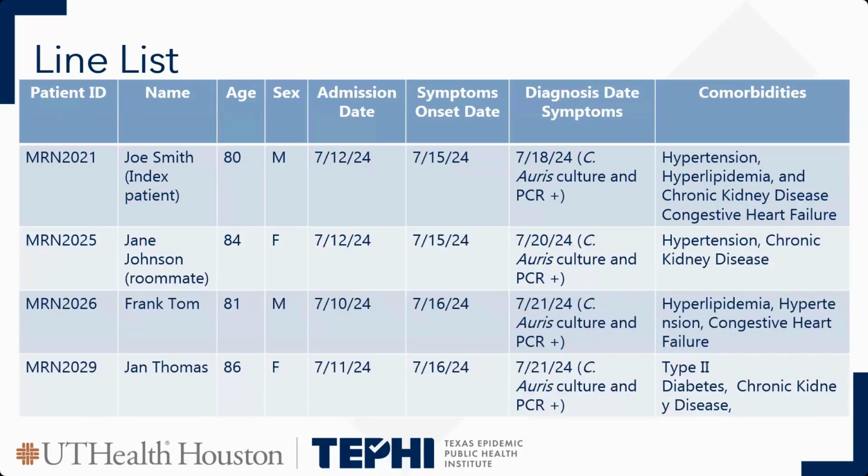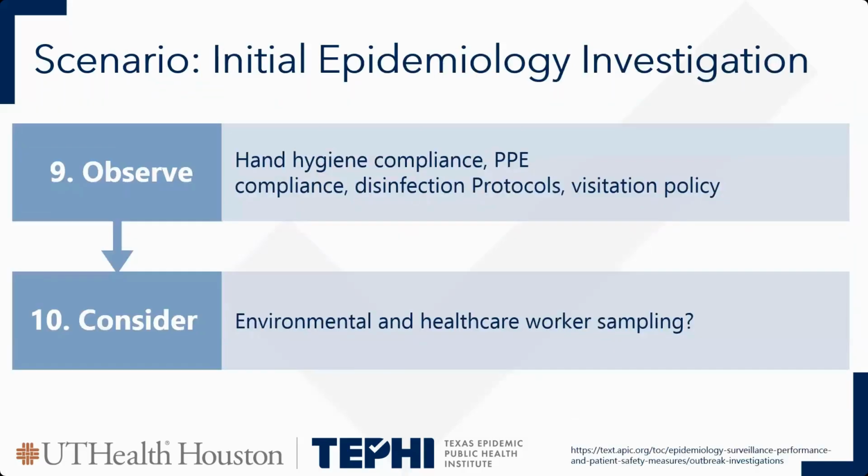And then here's just an example of a line list. This is all made up information. This isn't from a previous facility. This was just imaginary, but this is what it should look like. You have your patient identification number, your name, your age, your sex, admission date, symptomatology, diagnosis, other comorbidities. Additional things will be added, but this is just an example of the information and how you would collect it on your line list.